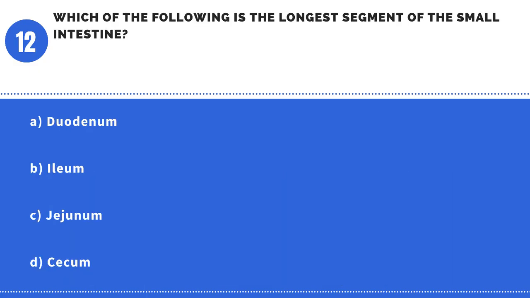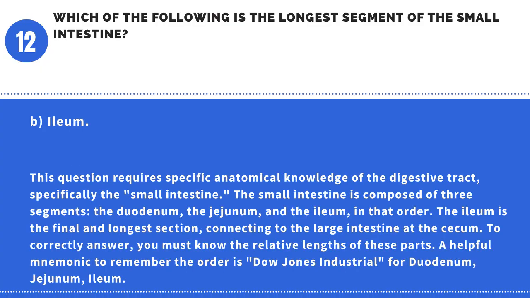Question 12. Which of the following is the longest segment of the small intestine? A. Duodenum. B. Ileum. C. Jejunum. D. Cecum. Answer: B. Ileum. This question requires specific anatomical knowledge of the digestive tract, specifically the small intestine.